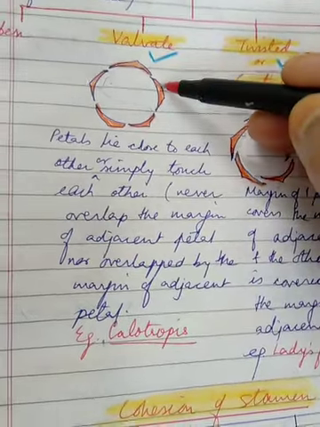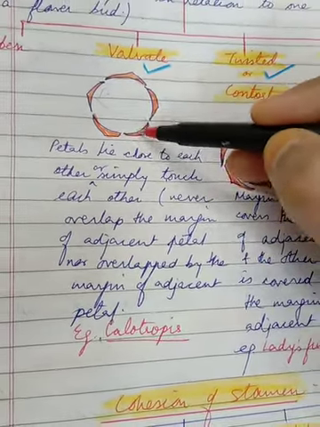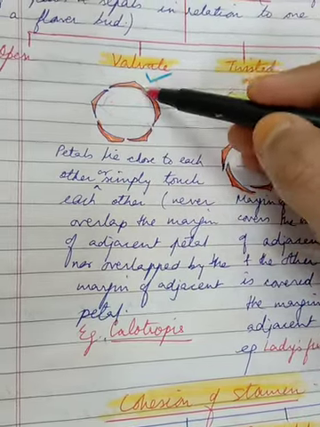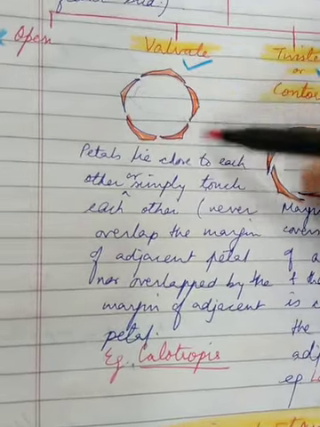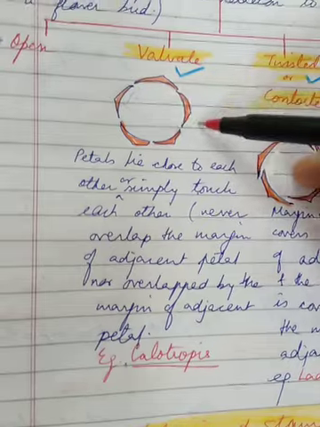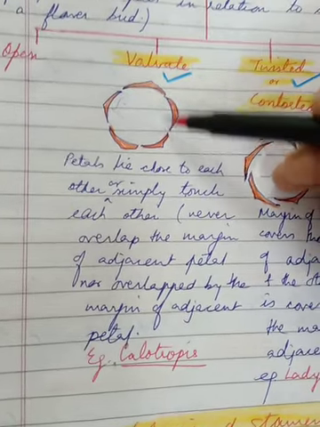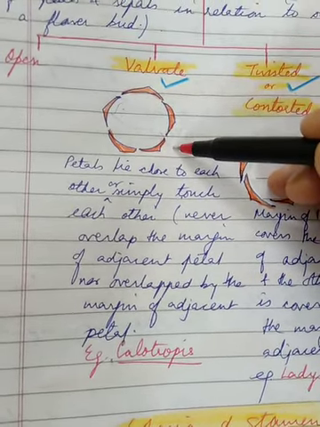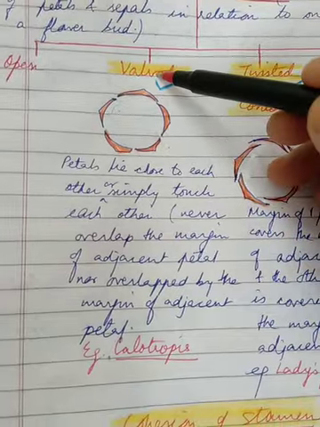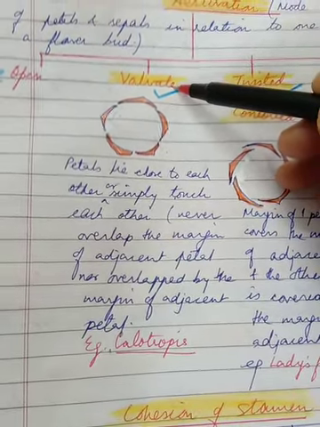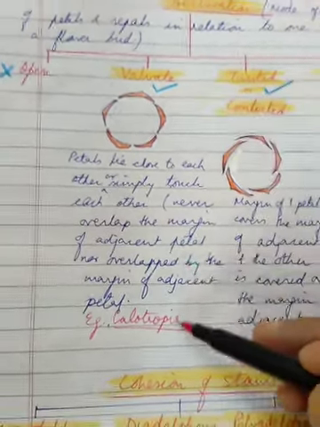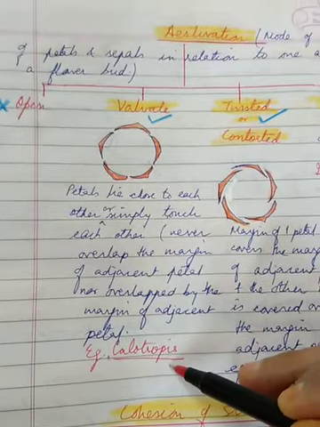You can see them. One petal, this is the second, third, fourth and fifth. It is not overlapping at any place. They are touching each other. They might simply touch, but they will never overlap, right? So such a type of arrangement is called valvate estivation. It is seen in a flower called Calotropis.